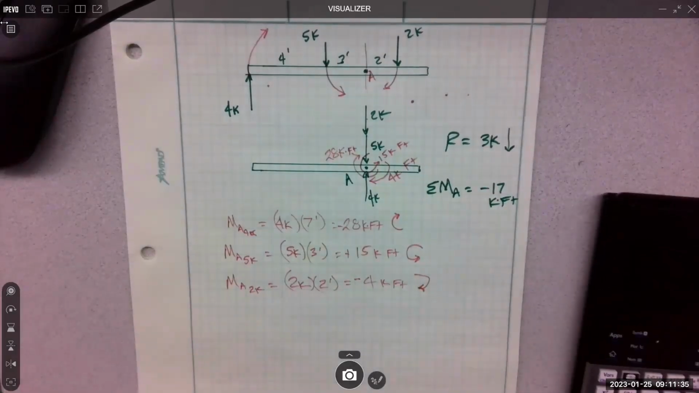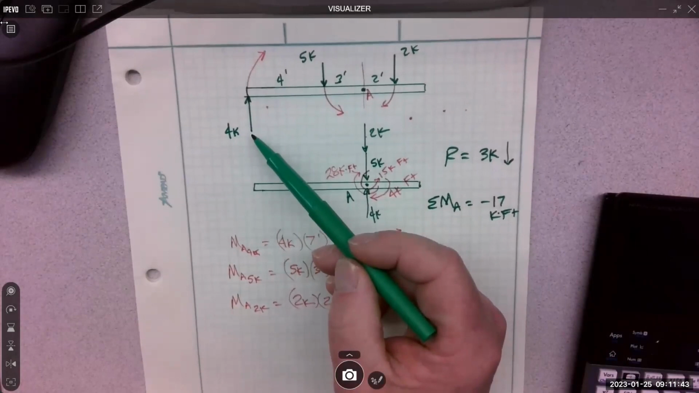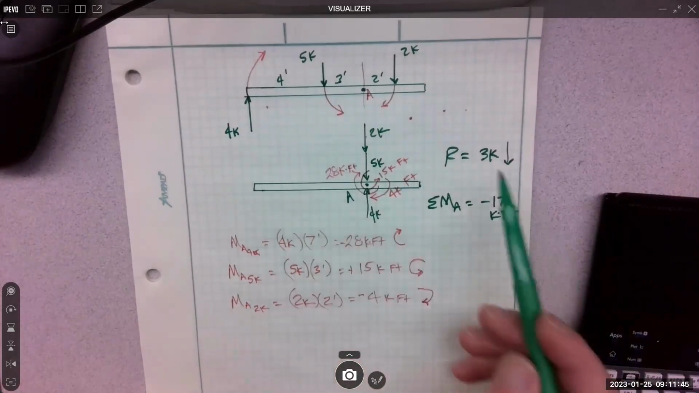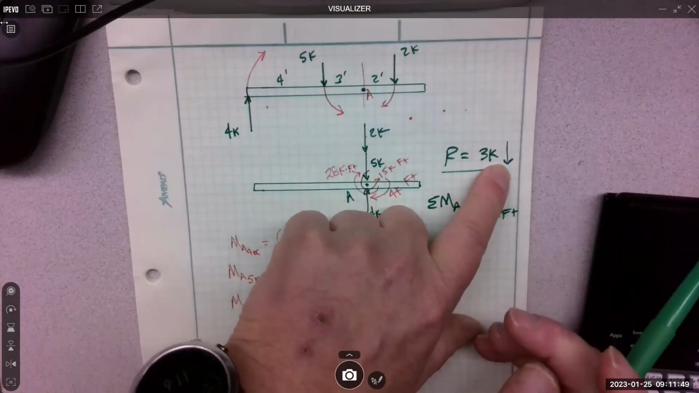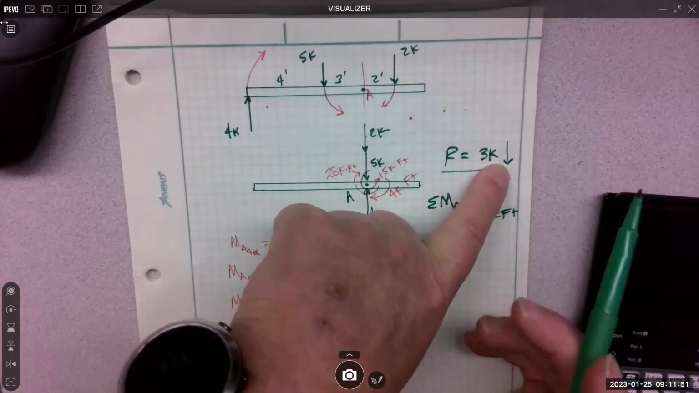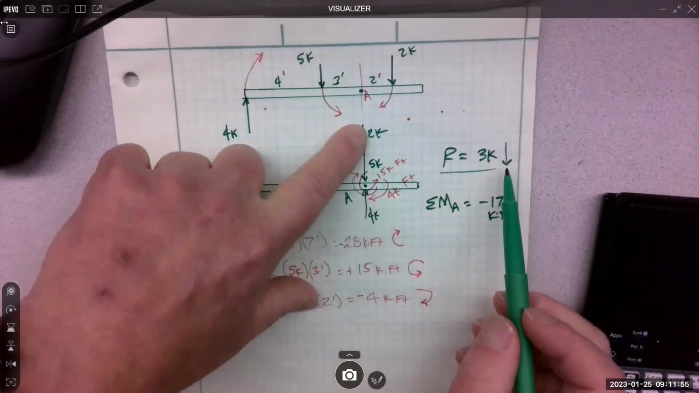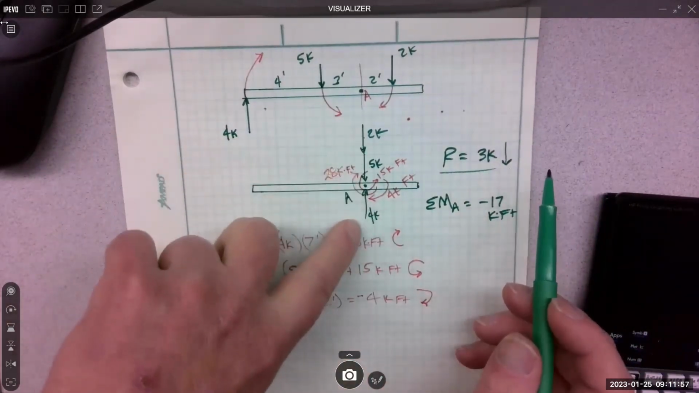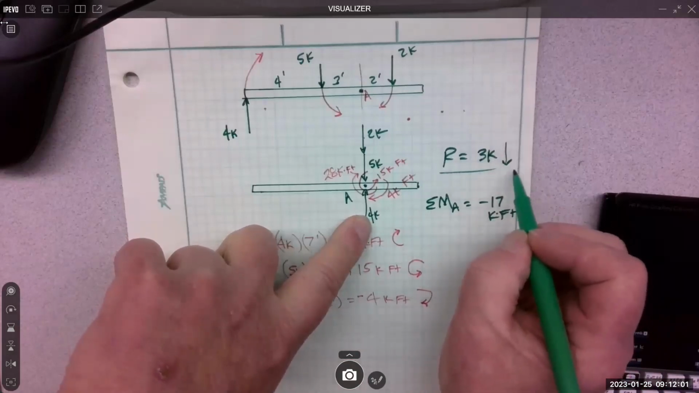Of the what? I don't have 3 kips anywhere. I have 2, 5, and 4. That's this. Is that rotation? No. Downforce. So -2, -5, plus 4 gives me a -3K, or a force down.